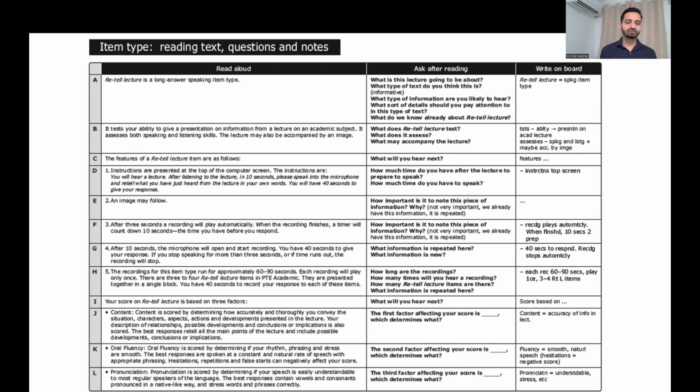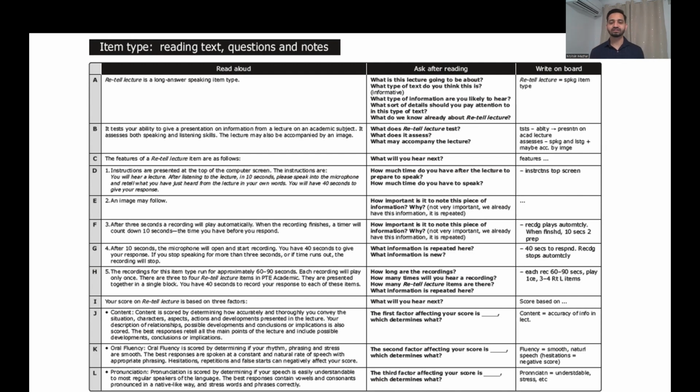Second factor is oral fluency. Oral fluency is scored by determining if your rhythm, phrasing, and stress are smooth. The best responses are spoken at a constant and natural rate of speech with appropriate phrasing. Hesitations, repetitions, and false starts can negatively affect your score.